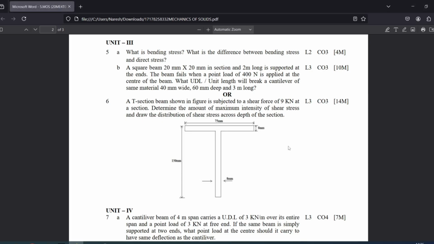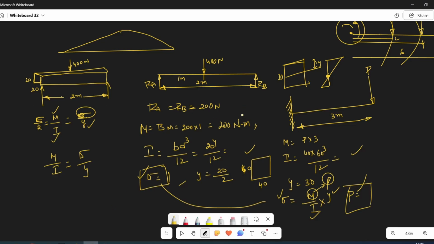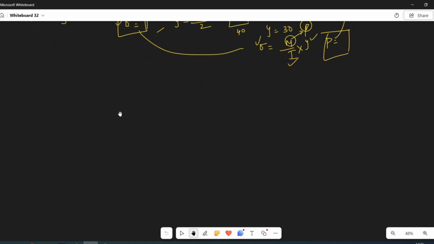Okay, now the next problem that we are going to solve. C section shown in figure is subjected to a shear force of 9 kilonewton. Determine the maximum intensity of shear stress and the distribution of shear across the depth of the section. Rather rough figure.